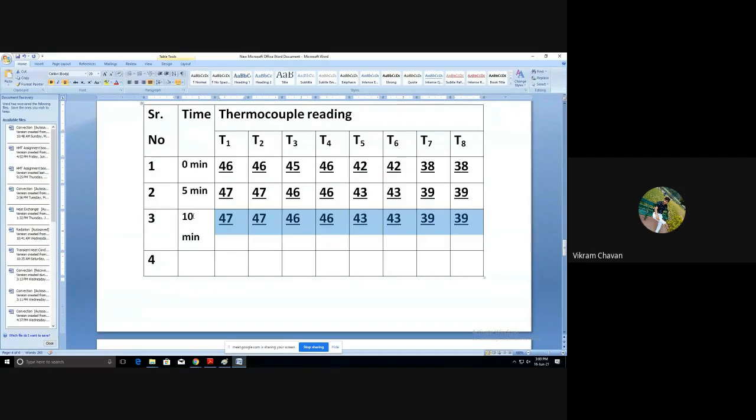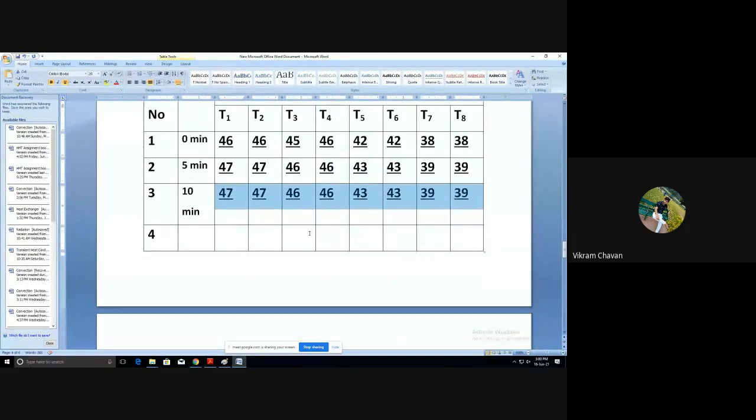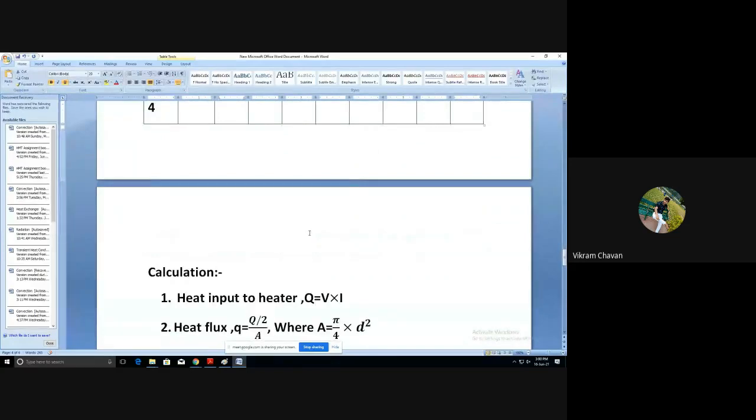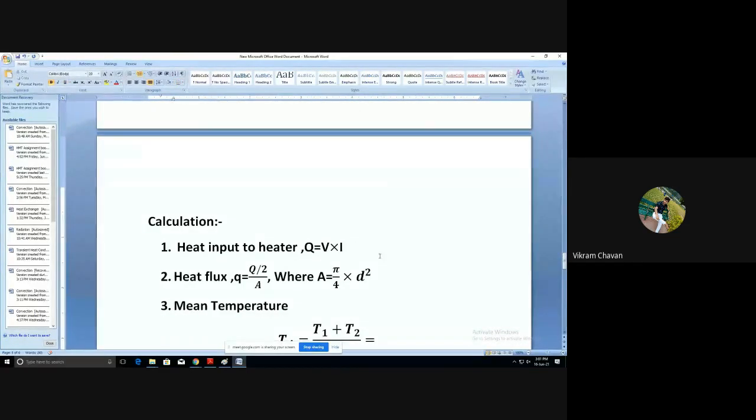In that case we can consider this last reading as the final reading, because we have achieved the steady state condition, so we have to move forward to the calculation.